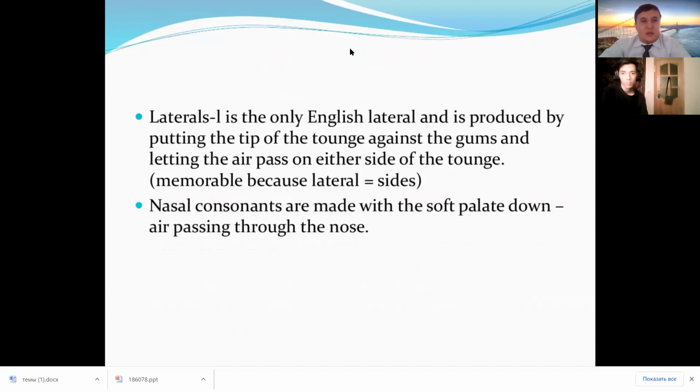Laterals: l is the only English lateral and is produced by putting the tip of the tongue against the gums and letting the air pass on either side of the tongue. Memorable because of lateral sides. Nasal consonants are made with the soft palate down, air passing through the nose.